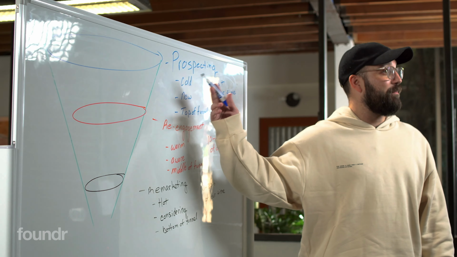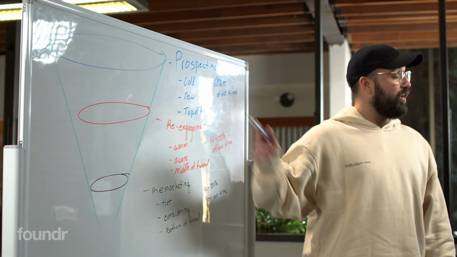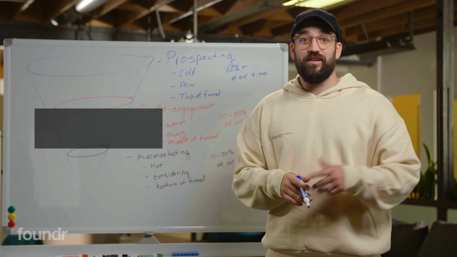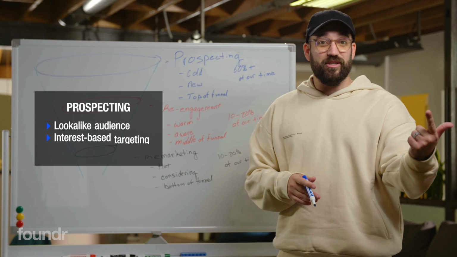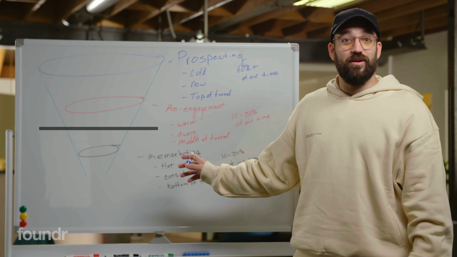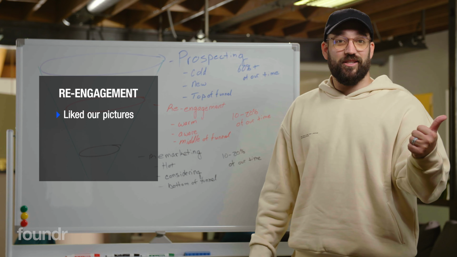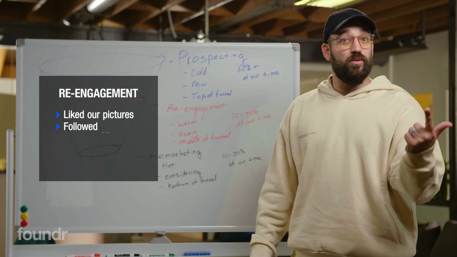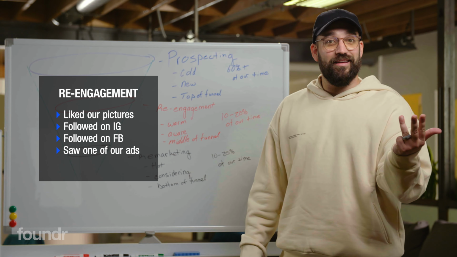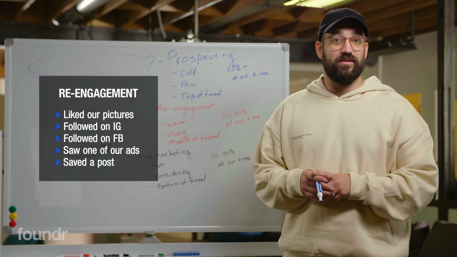So for us, it breaks down like this. 60+% of our time is happening in prospecting. That, in audience language, and we'll get into this once we get into the main section here, is our lookalikes, our interest-based targeting, and our broad audiences. So say they know a little bit about us. What do we consider them? We consider them re-engagement audiences. And those audiences are those that have liked some of our pictures, those that follow us on Instagram, follow us on Facebook, seen an ad, and potentially even saved one of those messages.